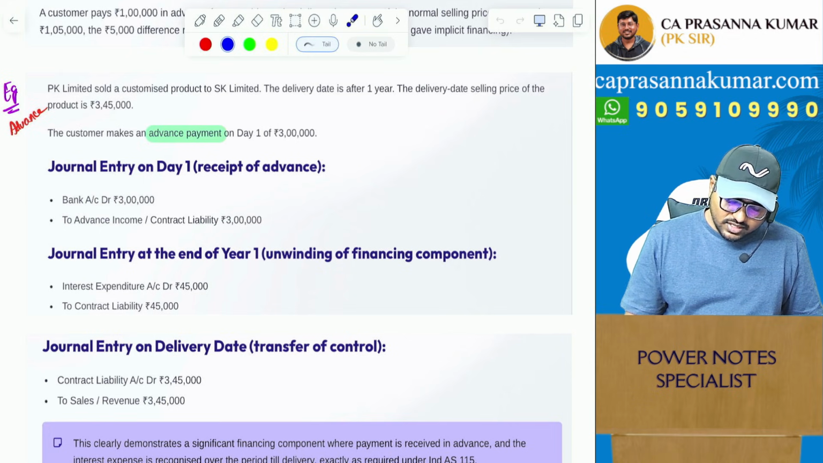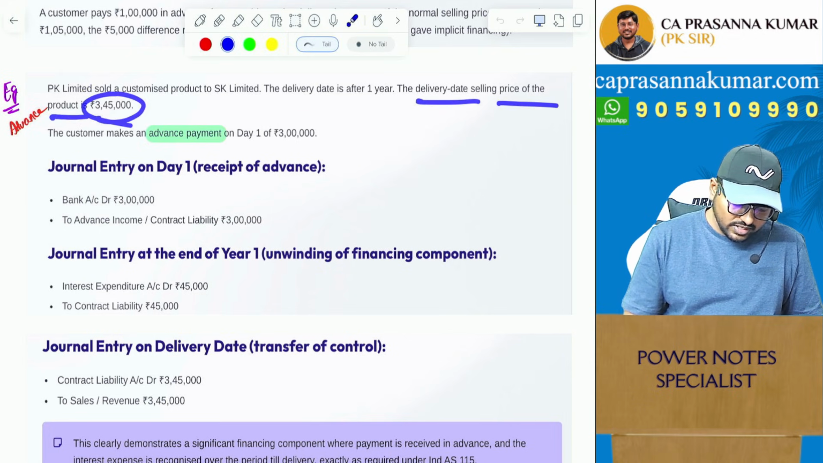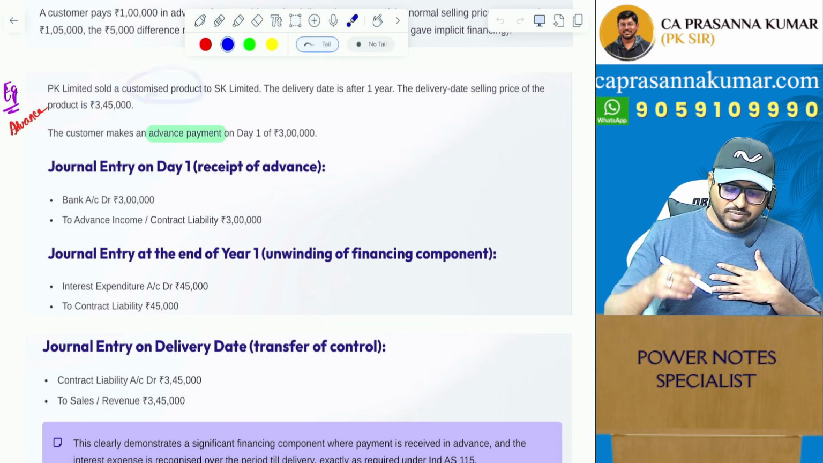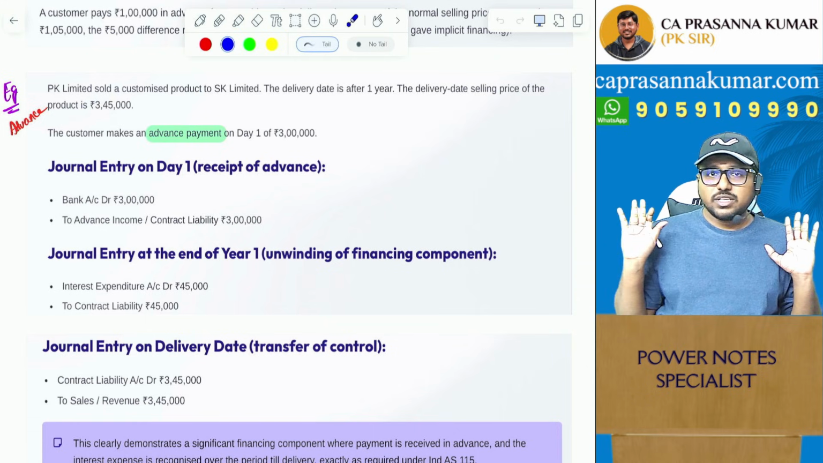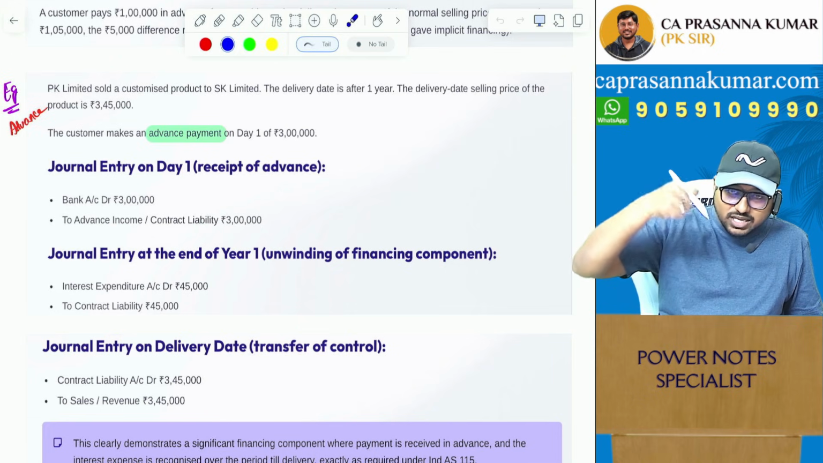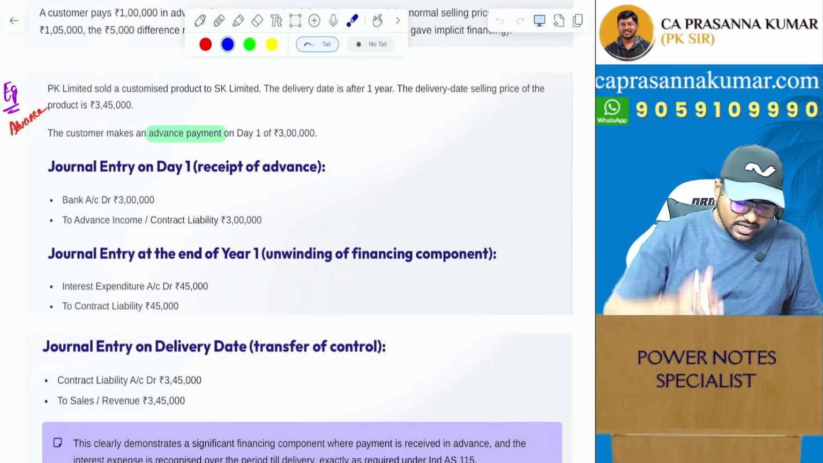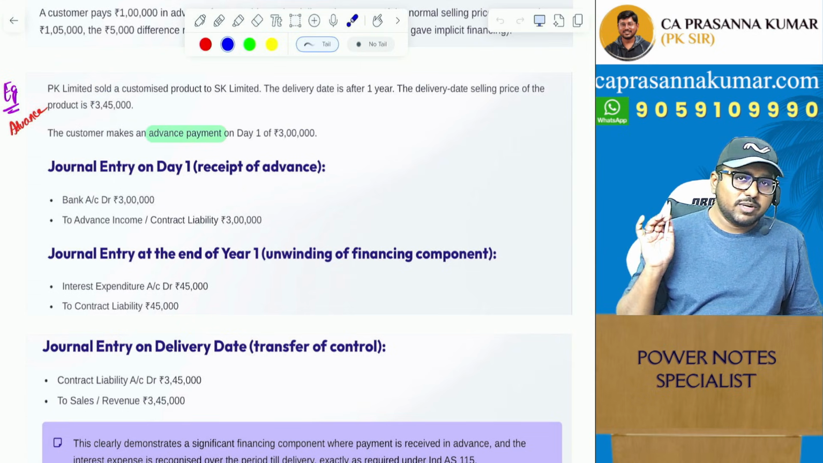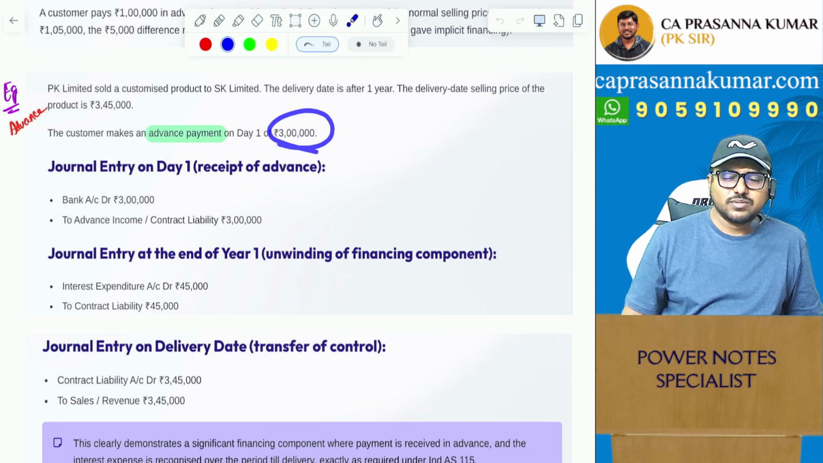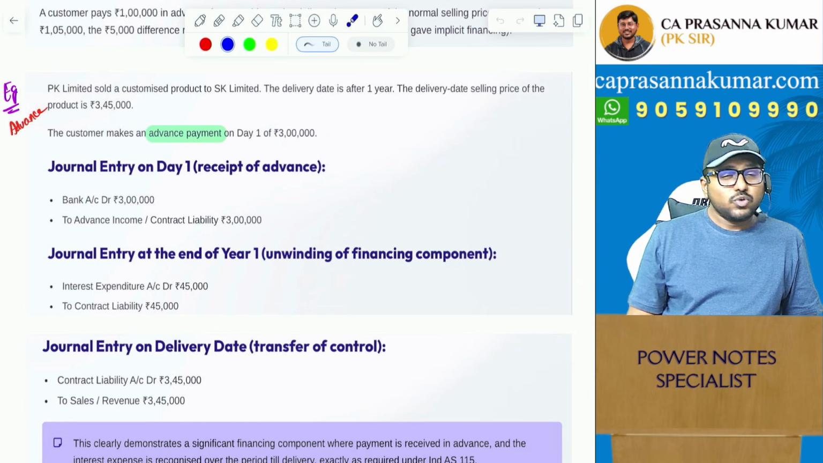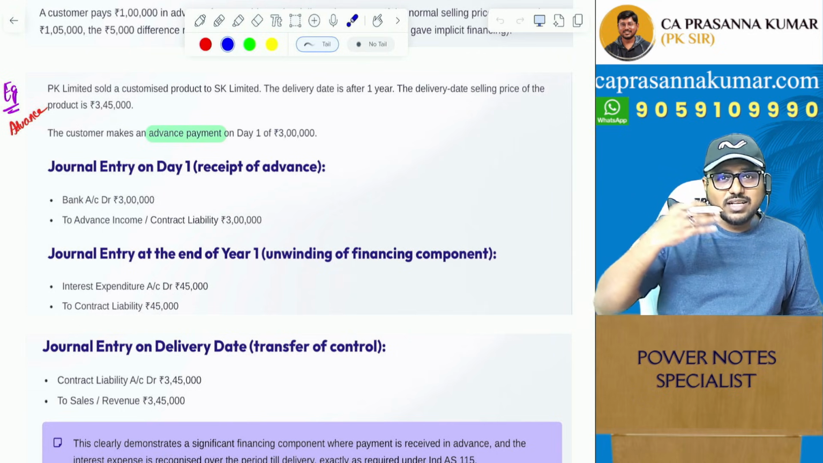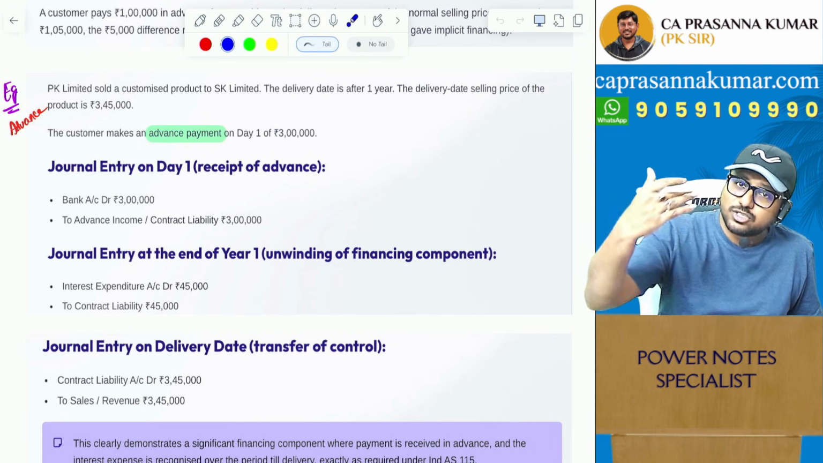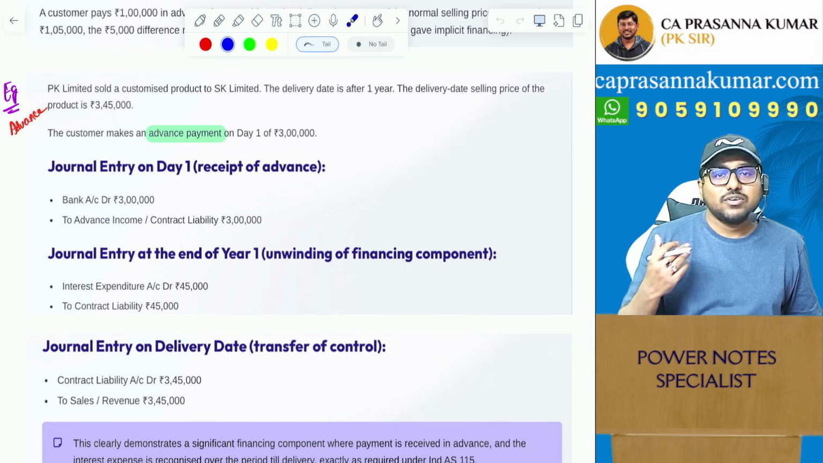The selling price of the product on the delivery date is 3,45,000, which means the entity gives the product to the customer after 1 year. Today the product is not given. After 1 year, when I'm delivering the product, on that day the price is 3,45,000. But today the customer has made the payment on day 1 itself, which is 3 lakhs. You understand the point? Which means who is financing whom? The customer is financing the entity. Which means who has to pay interest to whom? The entity has to pay interest to the customer. Which means it will be an interest expenditure.